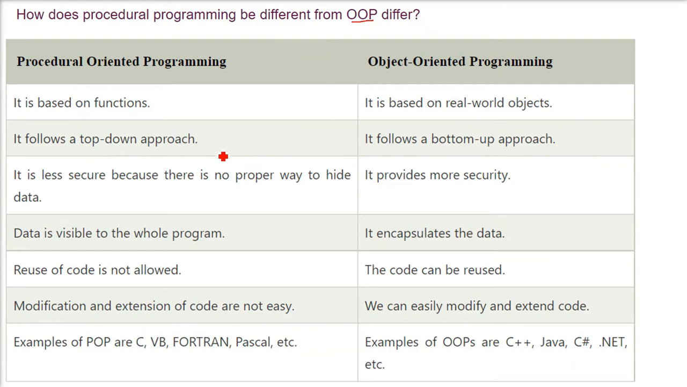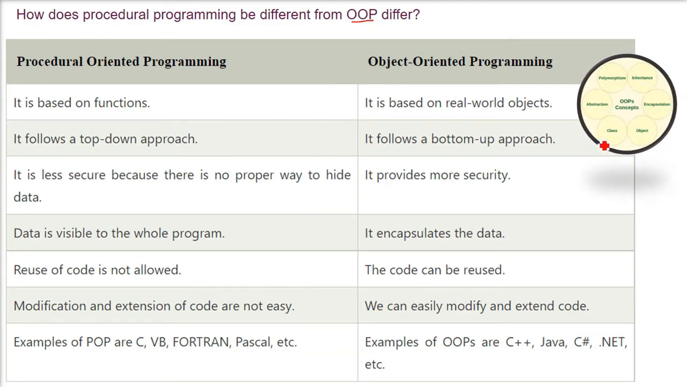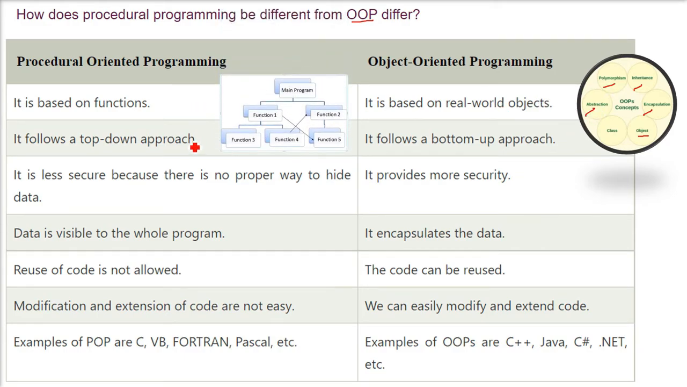The first thing is that these are the concepts on which object-oriented programming is based. These are the basic building blocks. Procedural or functional programming is all about functions. We have a main program and it calls different functions, and those functions in turn call more functions. So procedural programming is based on functions.